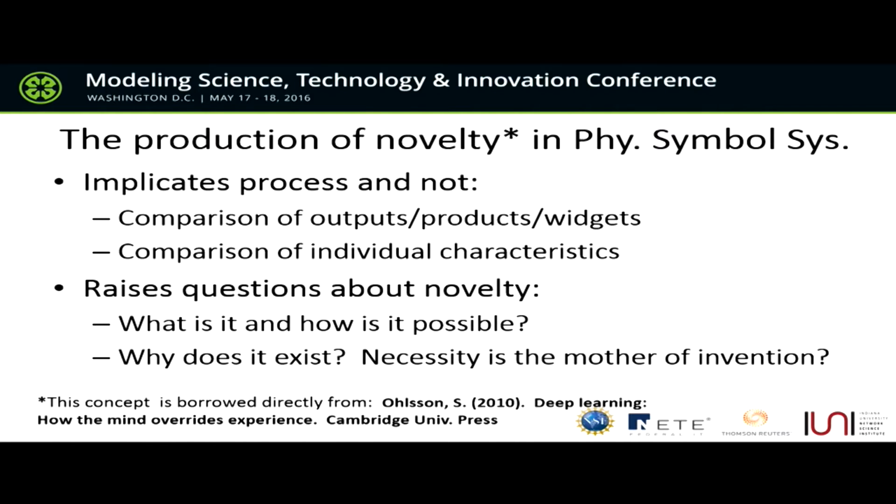This is from a colleague of mine, Stellan Olsen, a book in 2010, Deep Learning, How the Mind Overrides Experience, from Cambridge University Press. The idea here is, think this is really about people and how people produce novelty. It implicates process, and it does not think about comparison of outputs and products and widgets as more or less innovative. It doesn't think of individuals as having characteristics. Person A is more innovative than person B. It's about a process on a physical symbol system. It's a very specific way that novelty is created.